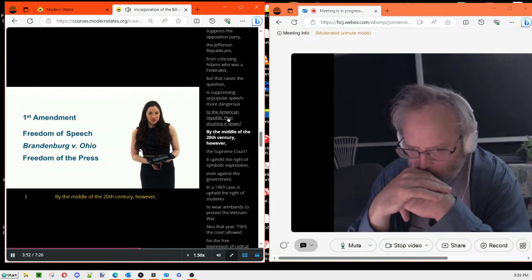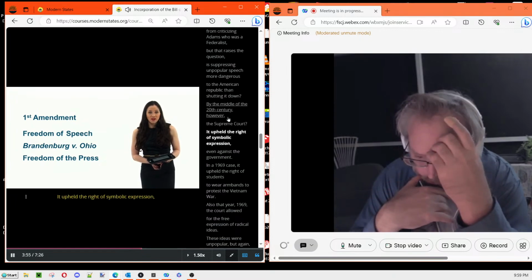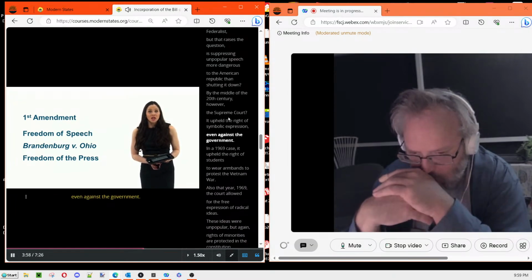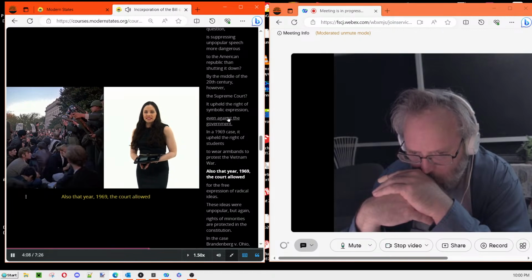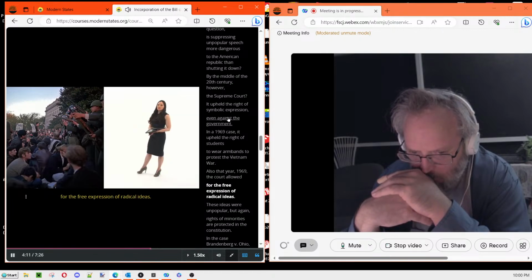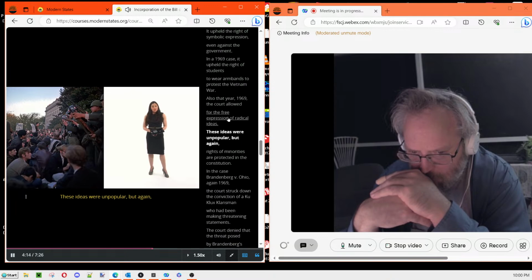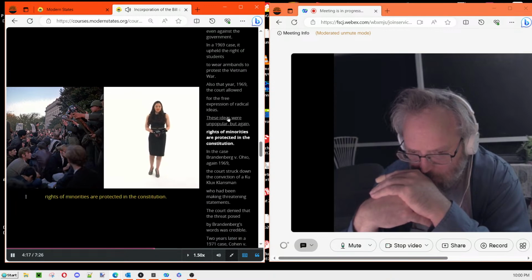By the middle of the 20th century, however, the Supreme Court upheld the right of symbolic expression, even against the government. In a 1969 case, it upheld the right of students to wear armbands to protest the Vietnam War. Also that year, in 1969, the court allowed for the free expression of radical ideas. These ideas were unpopular, but again, rights of minorities are protected in the Constitution.